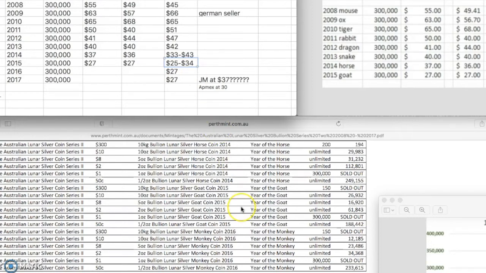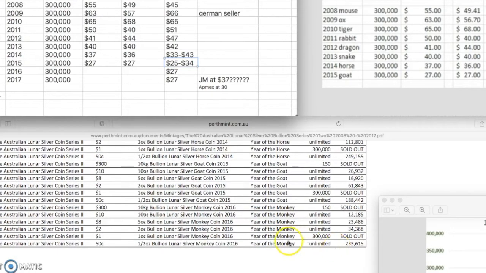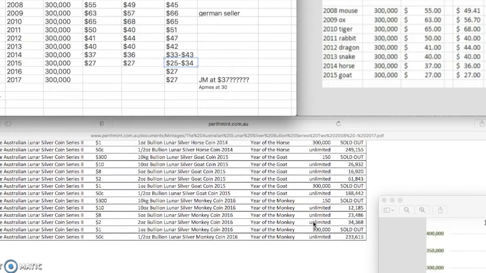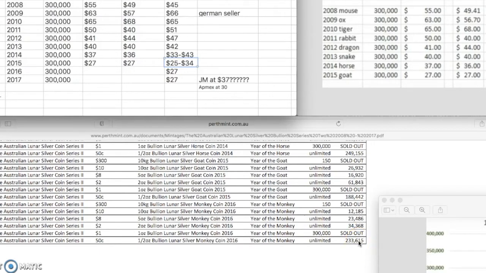I know that on the half ounce and the 2 ounce, let's take a look at the mintages. Let's go to the 2016 monkey. The half ounce mintage is 233,000. Going back to 2015, it was 188,000. Going back to 2014, it was 249,000. So that is a bunch of half ounce Lunars. I do not think I would get into the half ounce any longer. I saw generally weak resale prices of half ounce Lunars, and some of them weaker than prior periods.